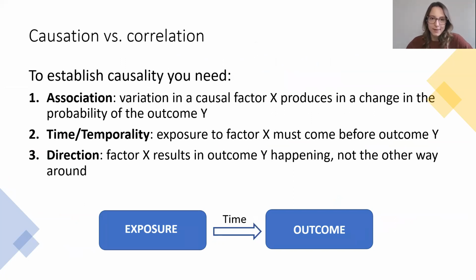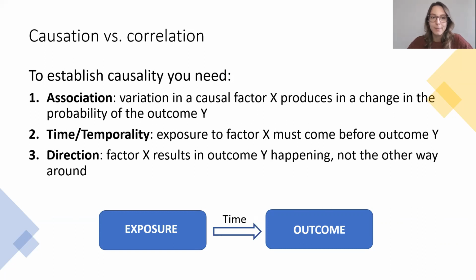In health geography and epidemiology, we're usually focused on exploring the relationship between two very specific types of variables: again, the exposure variable and the outcome variable. But to establish causality, or to prove that one causes the other, you need three different criteria. The first one is association. We just talked about that. It's the relationship, but specifically, it needs to be a relationship that's causal. So a change in the exposure needs to cause some change in the probability of the outcome.